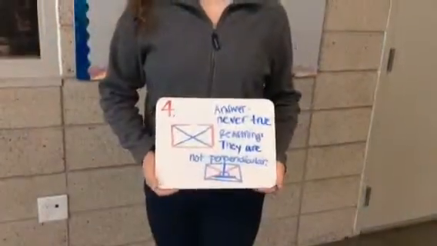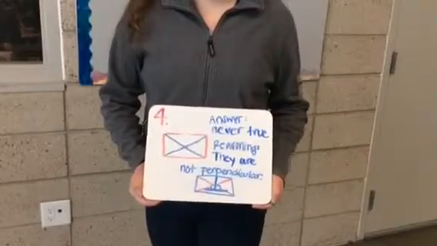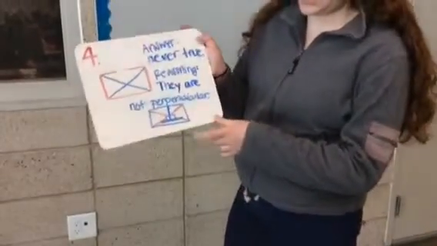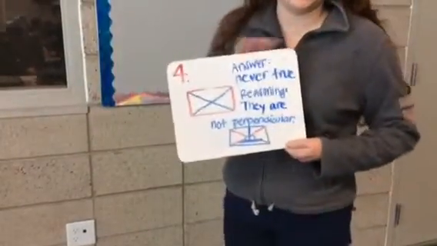The diagonals of a rectangle are perpendicular bisectors of each other. Number 4. The answer is never true. Reasoning, they are not perpendicular. They do not meet up and do not form a 90-degree angle.